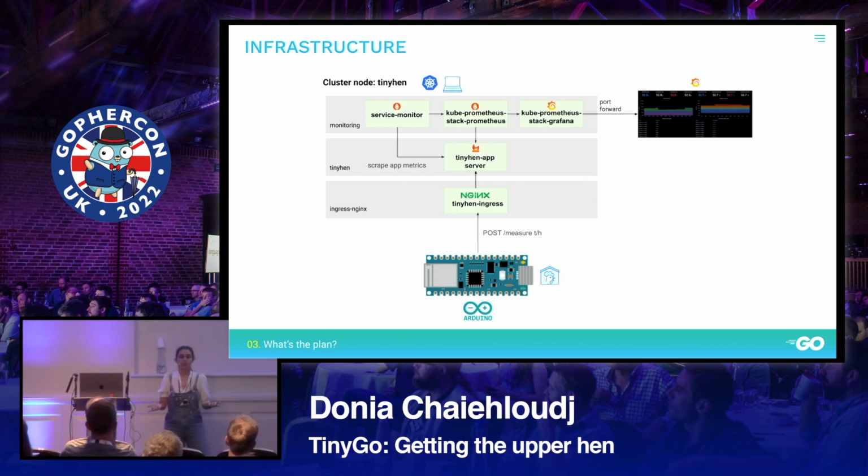This is the full infrastructure here. Again, we have the Arduino sending HTTP requests to my cluster. I needed an Nginx to expose my web server outside of the cluster because they couldn't communicate otherwise. And I'm instrumenting this web server with a service monitor from Prometheus, so I can scrape the app metrics, the sensor values, temperature and humidity. Then sending them to Prometheus, and finally to Grafana, so I can have dashboards at the end that I can see.